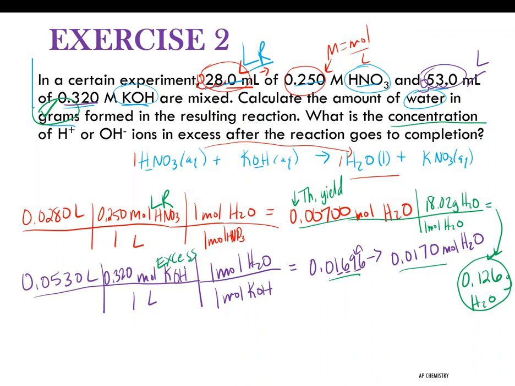So we need to focus on finding the hydroxide. Now we need concentration. Remember, concentration is moles over liters, so we're going to need both of those values. But for right now, we're going to concentrate on finding the moles of hydroxide that's extra. There are multiple ways that you can do this, but for this particular problem, the easiest way is to take your two yields and subtract them. So we have our 0.0170 moles of water, subtracting the other moles of the water.